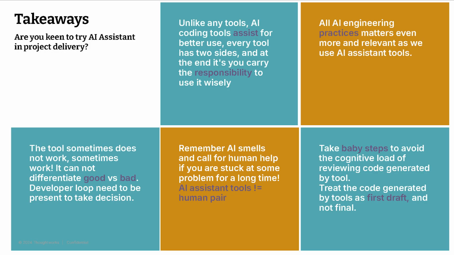So yeah, these are the takeaways for today's talk. Remember that the AI assistant tool learns from patterns. It cannot identify between good code and bad code. Remember the AI smells, and call for a human if you are stuck at any point in time. It doesn't replace a human pair.